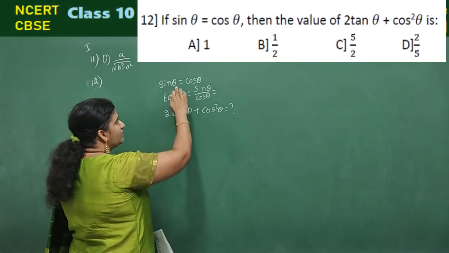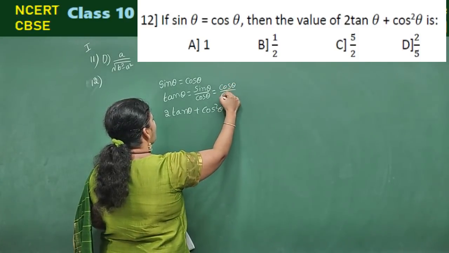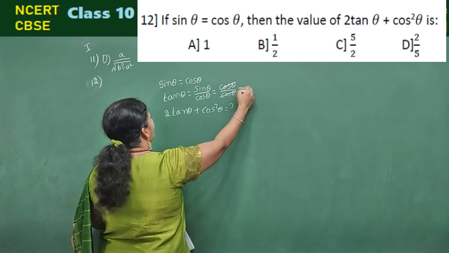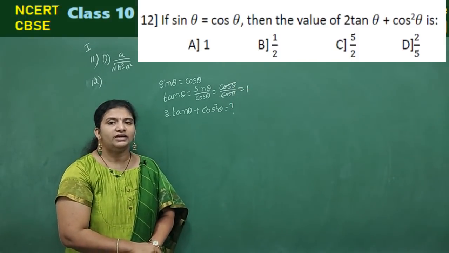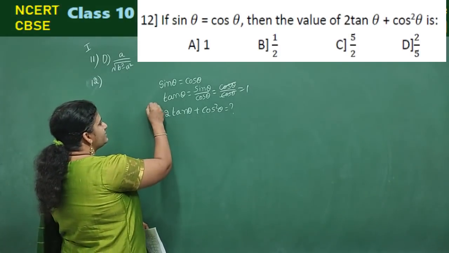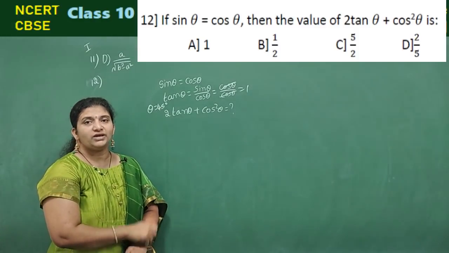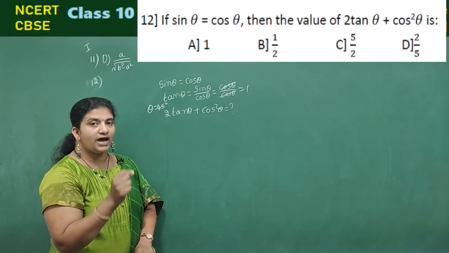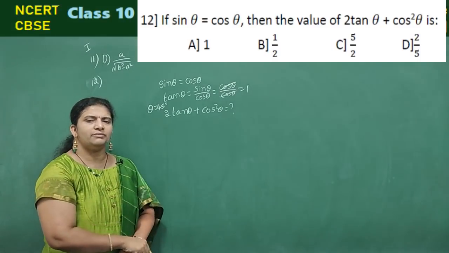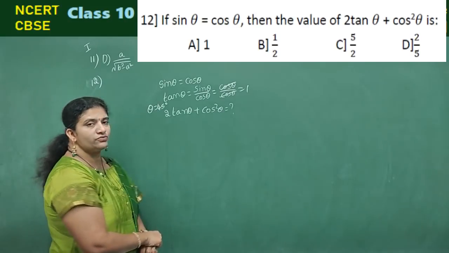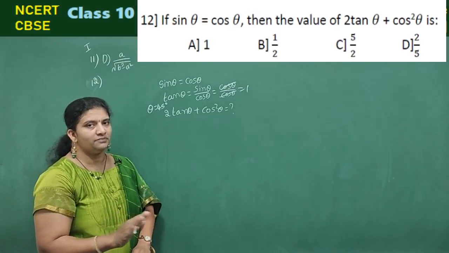Observe here carefully. Sin theta equal to cos theta. Substitute cos theta by cos theta, we get tan theta equal to 1. Where do you get 1 in the trigonometric ratio table? Tan 45 degrees. That means I can say theta is equal to 45 degrees. By using sin theta equal to cos theta, I found theta. Tan theta is nothing but sin theta by cos theta. If we substitute, we get 1. 1 is nothing but tan 45, so theta is equal to 45 degrees.